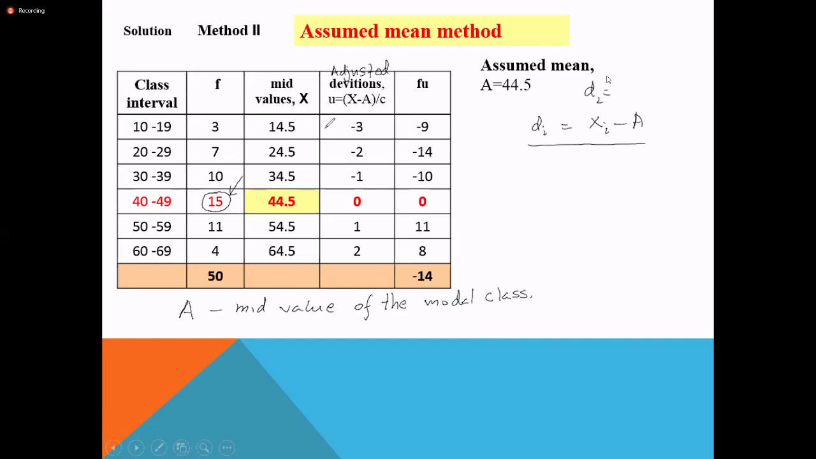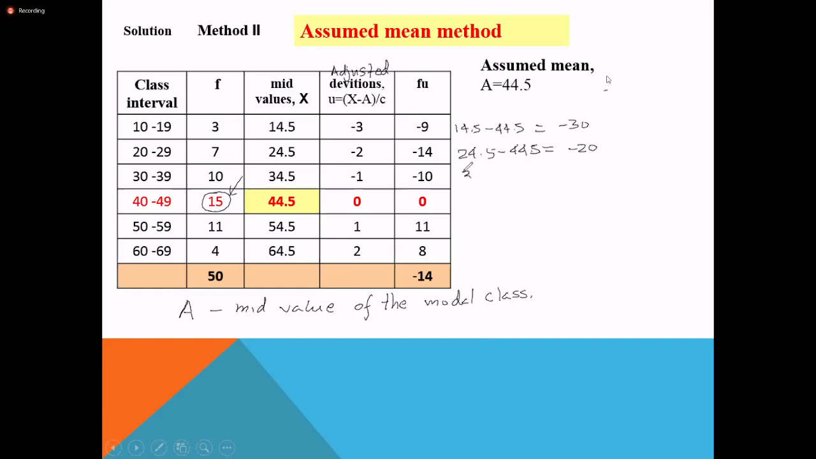14.5 minus 44.5. Subtract 44.5 from 14.5. Then what we obtain is minus 30. If you go to the second class interval, what is the deviation? Actually the real deviation is then, we always have to take 5, then that is minus 20. Because this mid value is lesser than the assumed mean, we get a negative value here.